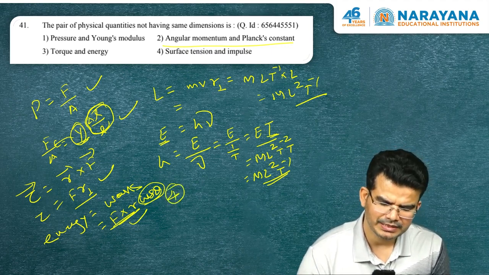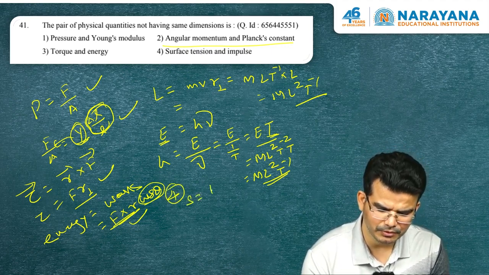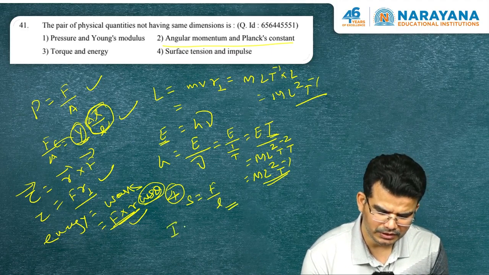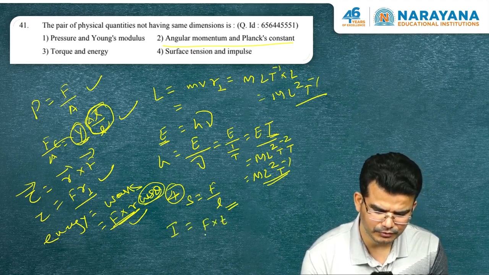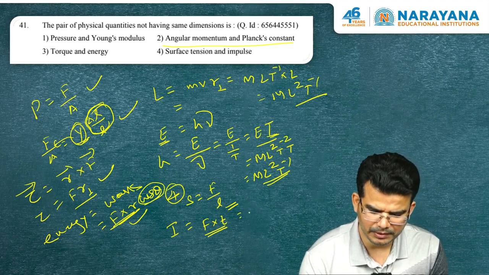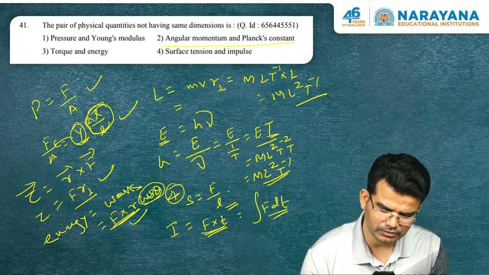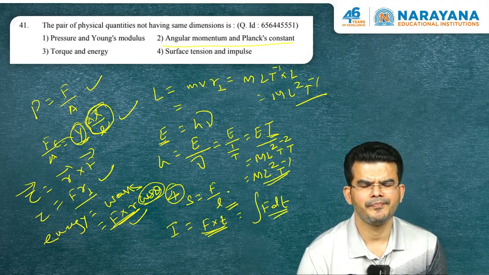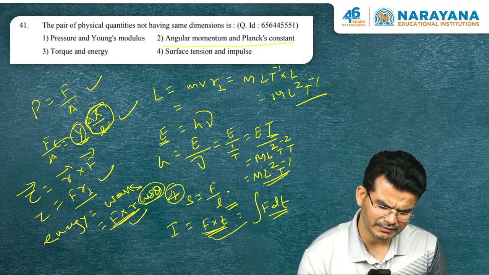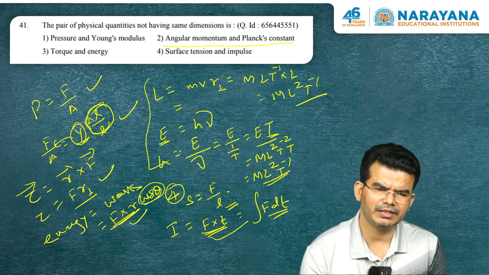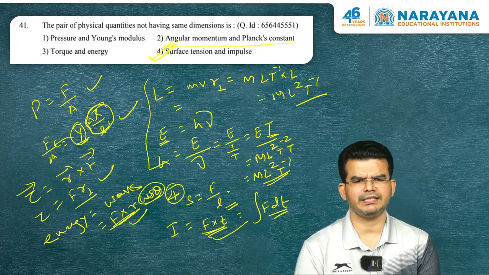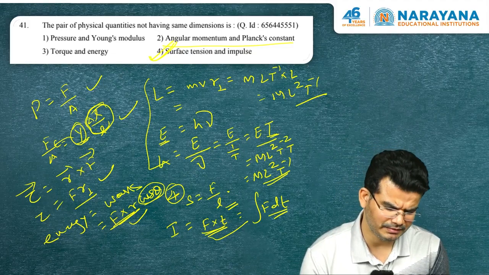Fourth one, surface tension. What is surface tension S? Force per unit length. And what is impulse? Impulse is force into time dimensionally, because impulse is actually the integral of F dt, change in momentum. So, surface tension and impulse definitely do not have the same dimension. No need to go through every time dimension, I did it once, but for others we can check directly by formulas. So, definitely the fourth is the correct answer. Surface tension and impulse do not have the same dimension.